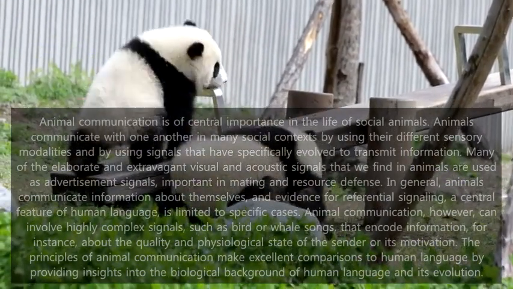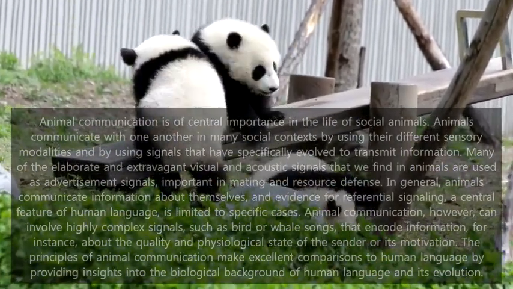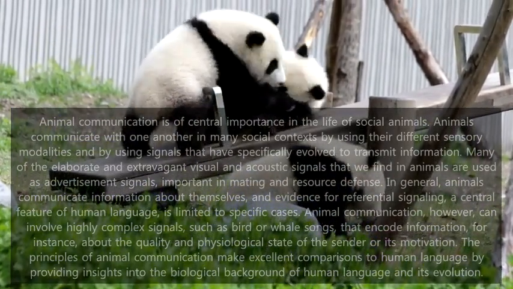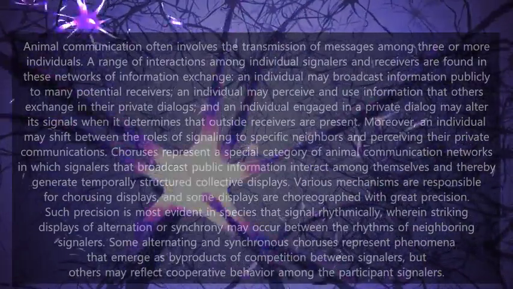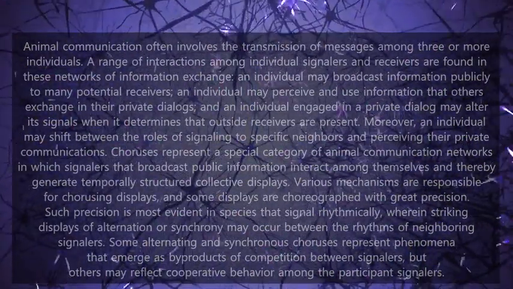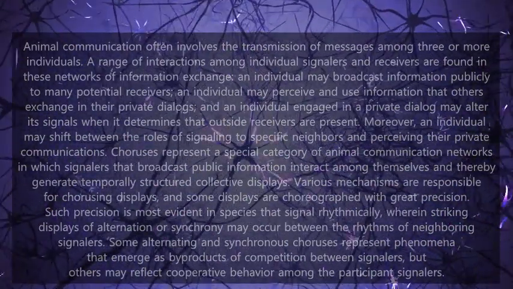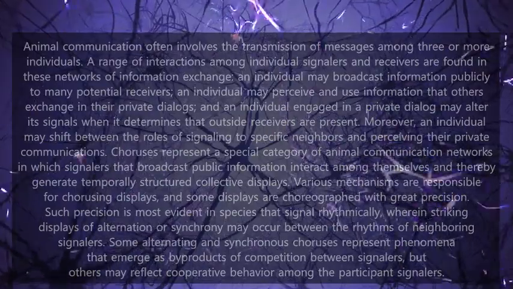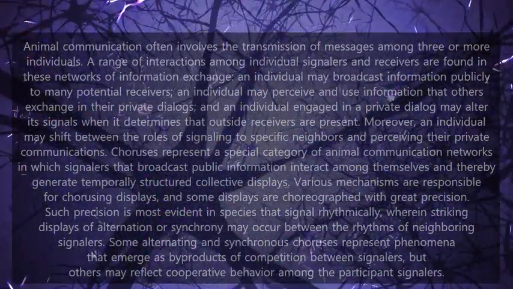The principles of animal communication make excellent comparisons to human language by providing insights into the biological background of human language and its evolution. Animal communication often involves the transmission of messages among three or more individuals. A range of interactions among individual signalers and receivers are found in these networks of information exchange. An individual may broadcast information publicly to many potential receivers.